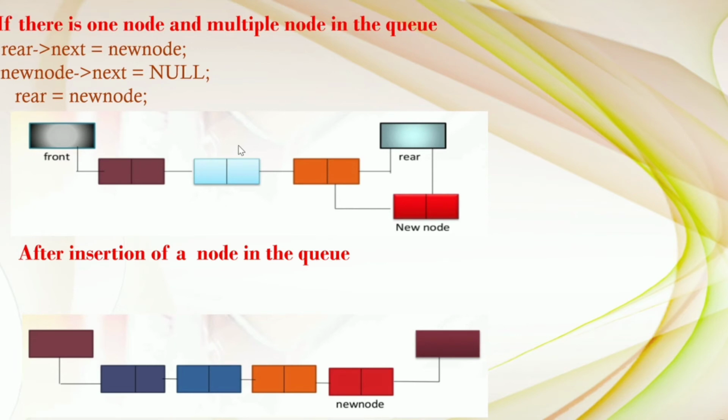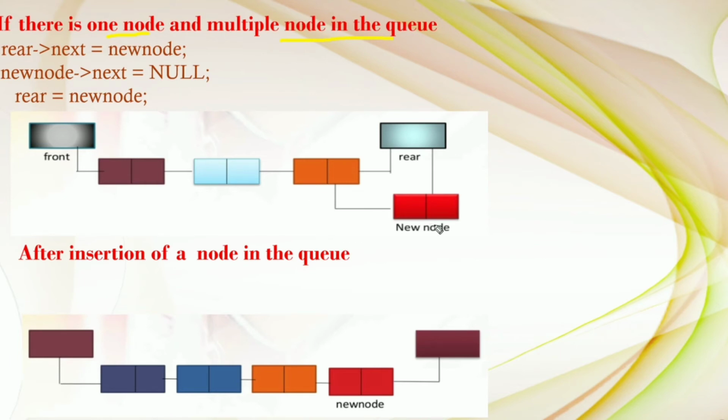If there is one node, we are added. If there is one node, or multiple nodes in the queue, then how to insert? Then rear's next points to the new node, and the new node's next points to null. This is the new node to be added.